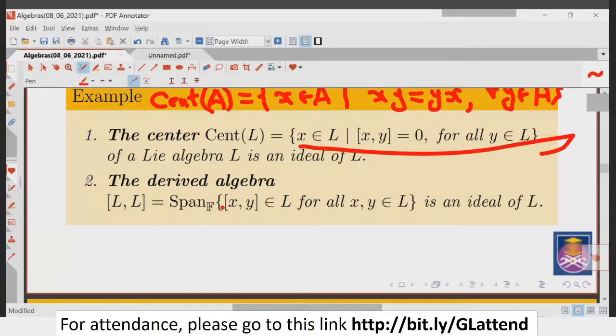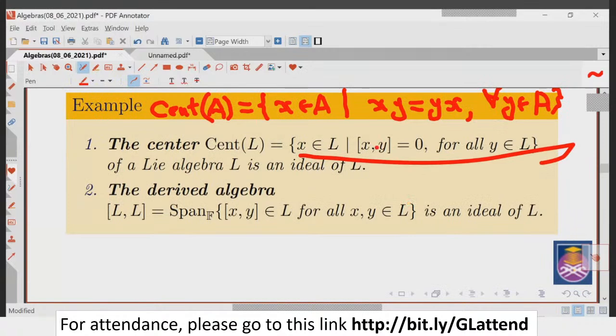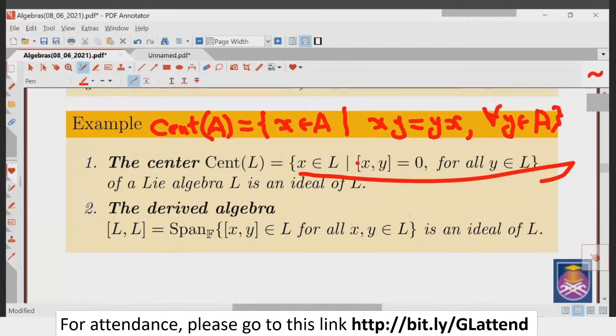Already in the general case I have written this today. So L times L is the span of xy with respect to this bracket operation, of course. It is an ideal. Why is it an ideal? This ideal is clear, right? Because if you multiply by anything, since it is 0, the result will be 0 again. So that's why.